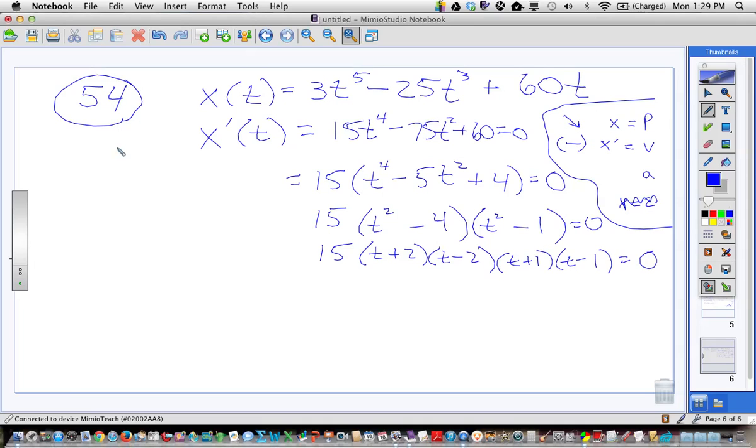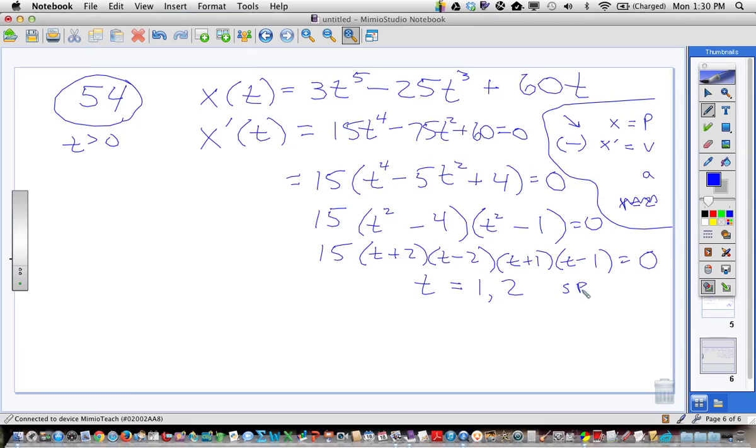Now, one thing we can't forget is in the problem they said t is positive. T was time, so we're going to start at time 0, so t is going to be positive. So we can throw out a couple of these negative ones, right? So what are we going to have? T equals 1 and 2, right? We can throw out the negative 1, so forth.